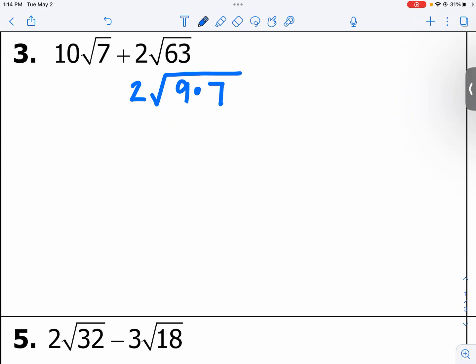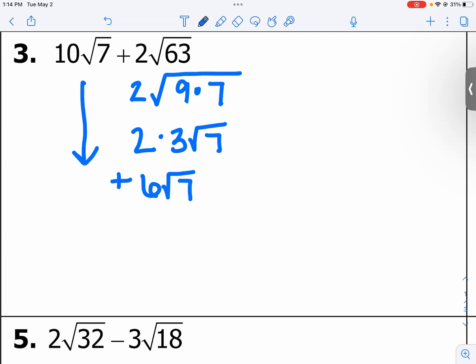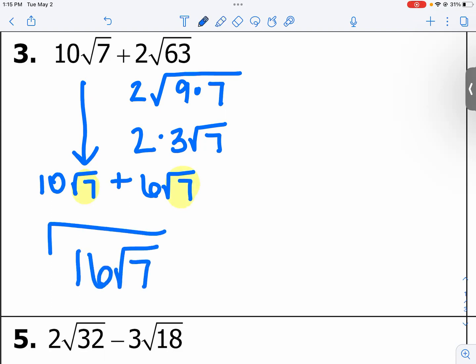Okay. All right. So we know that the square root of 9 is 3. And so this 2 square root of 63 becomes 6 square root of 7. So now we have 10 square root of 7 plus 6 square root of 7. And remember I said that was convenient. You may want to think about those numbers that you are combining with, okay? This was convenient on purpose. We now can take 10 radical 7 plus 6 radical 7. And since these match, we can combine them to be 16 radical 7.